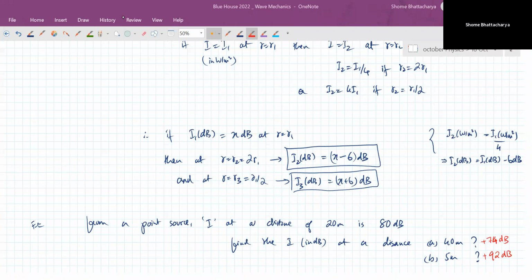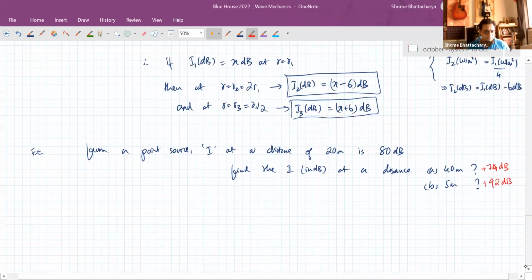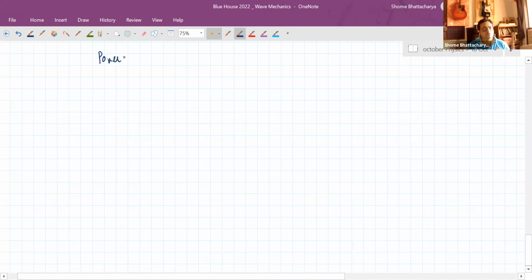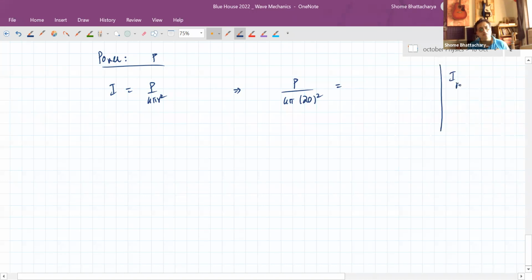Okay, now let's see how we can use that 3 dB rule to do this type of calculation very fast. If we were going by the concepts, what we would have said here is, let the power of the source be P. Then intensity at any distance R is P divided by 4 pi R square. So P divided by 4 pi into 20 whole square is equal to our intensity at R equal to 20 meters, which was given to us as 80 decibels. So we'll have to convert this.